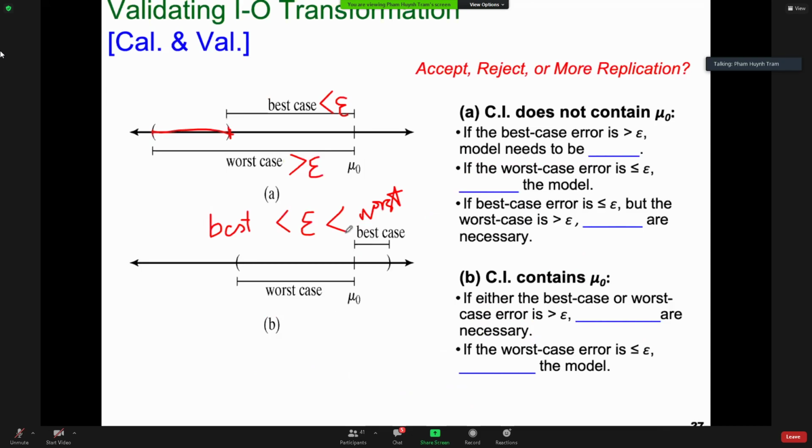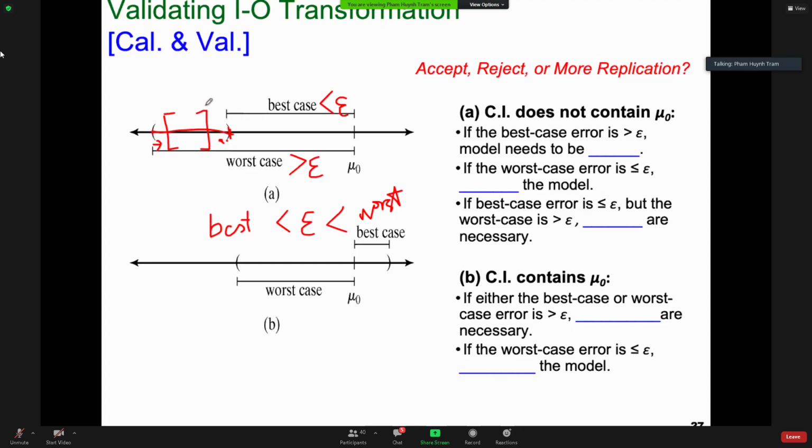So let's say you run more replication. The width of the confidence interval will reduce. You will be able to predict more accurately. So let's say it reduces like this, from here to here is reduced. So when you reduce the confidence interval width, you see what you see here.